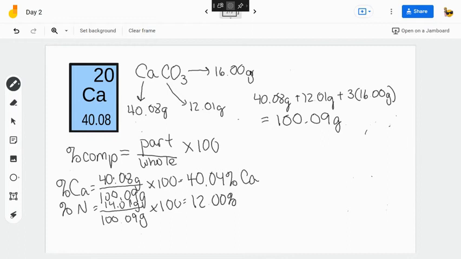When I round it to 2 sig figs, I get 12.00 grams, percent carbon. Now here's where we have to be careful, because this is not 16 grams. It's 3 times 16 grams of it is oxygen.